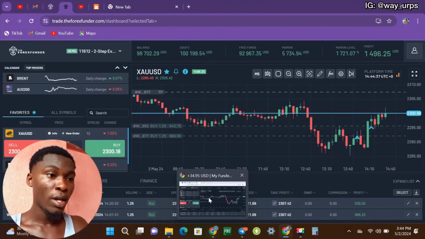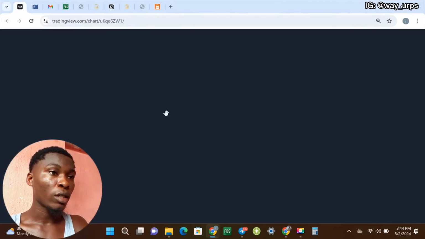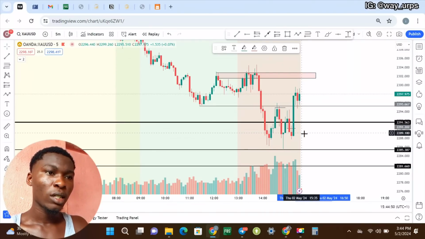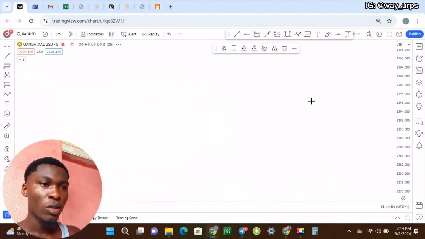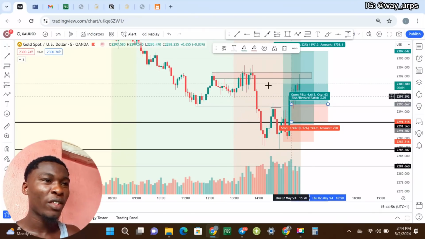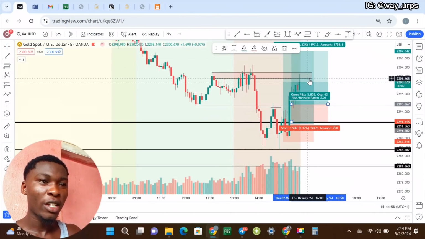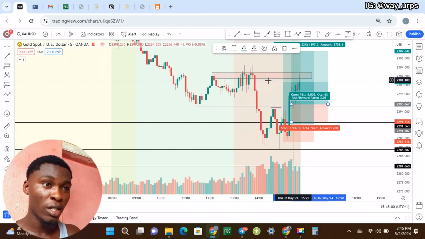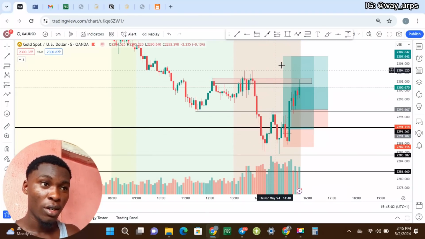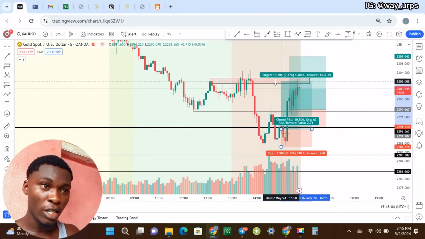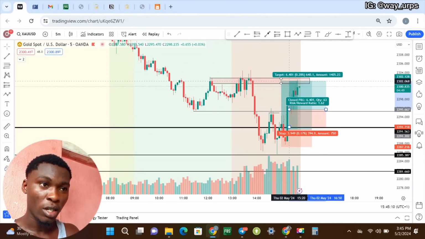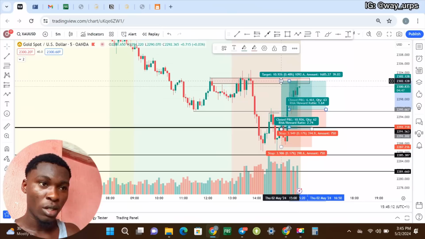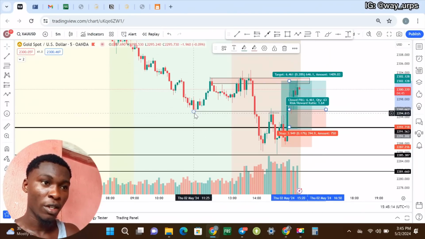So let me go to the charts now. Why is it not loaded? Taking time to do everything. So there's a level here that the market is rejecting from. This is the level that I'm thinking about right here. So this market has hit 1:2, clean 1:2. I'll be thinking of closing it because of this level here. You get me?